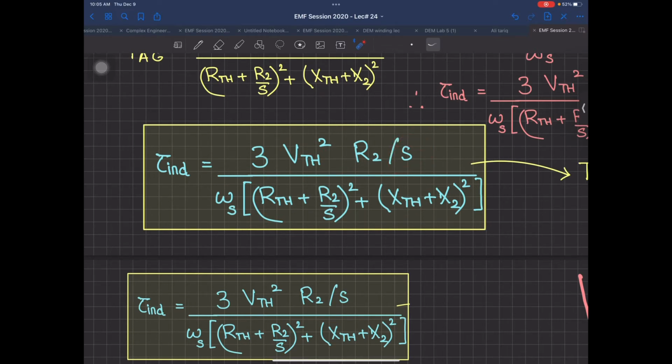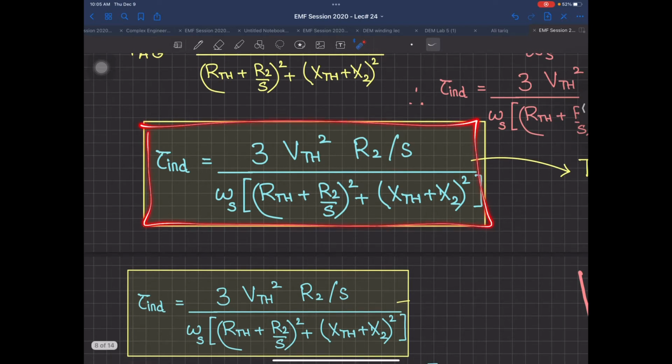So this means that for this whole equation, if I move my S from 0 to 1, certainly if we keep slip 0, this will become infinite and everything, torque will become infinite.